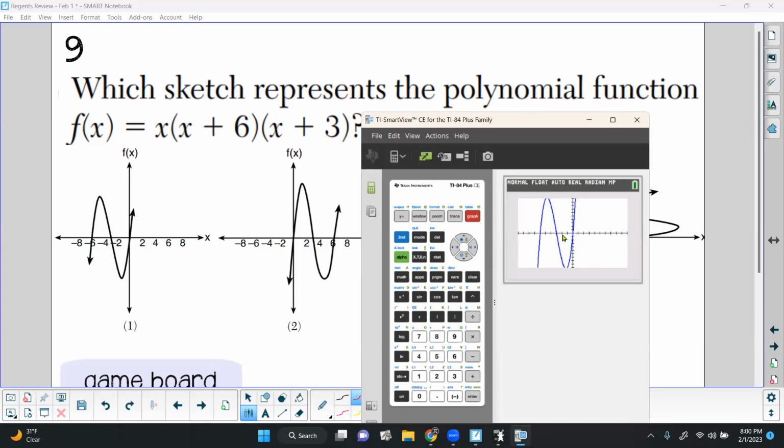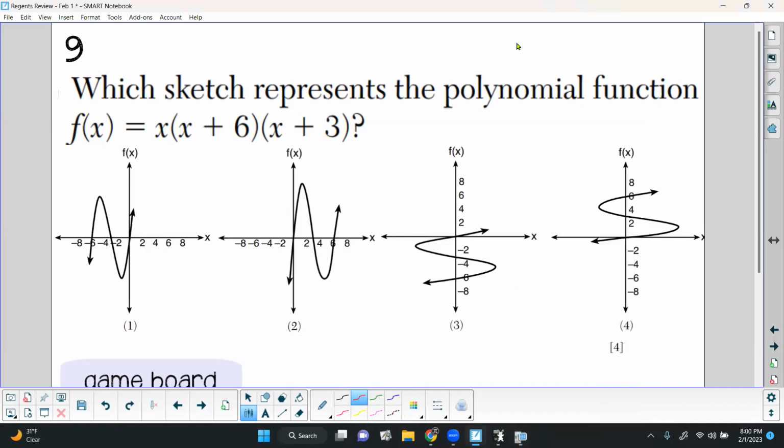I'm kind of looking to see, does it cross at -3? This one looks like it crosses at -3. 4, 5, 6. Yep. So if you chatted me the number 1, which many of you now did, fantastic. You did it. Fantastic.